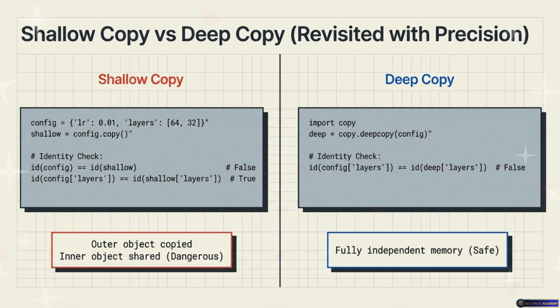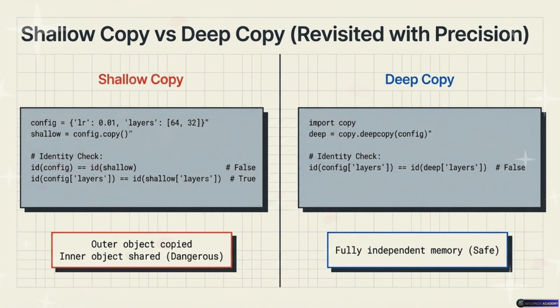It does look responsible, but let's look at what the computer's memory allocator actually did, using Python's id function, which returns the exact memory address of an object. Right, like a serial number for the memory block. Exactly. If you compare id(config) with id(shallow_config), they are absolutely different. The outer dictionary wrapper is a brand new object. Wait, if the outer dictionary is a new object, that implies the copy worked. It did work for the first layer. But I'm guessing the trap is sitting inside that nested layers list.